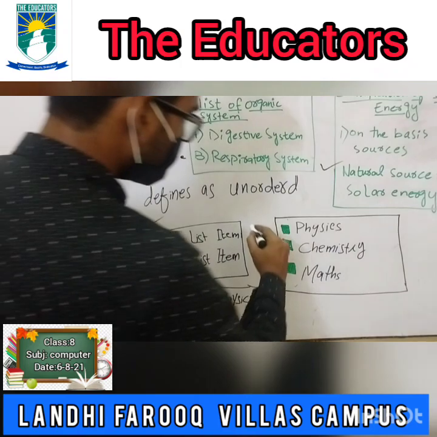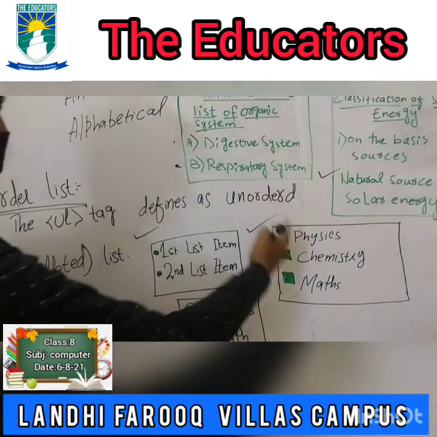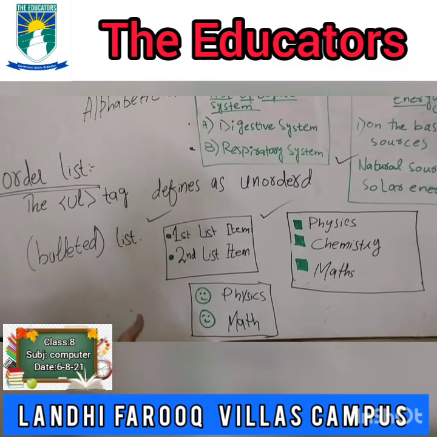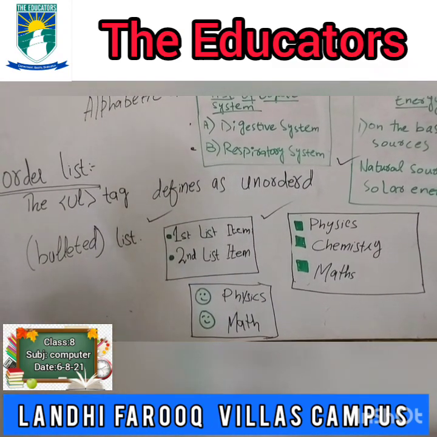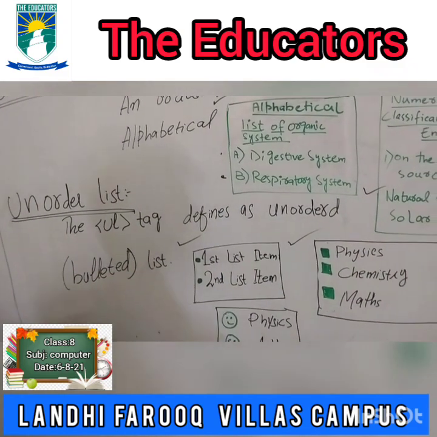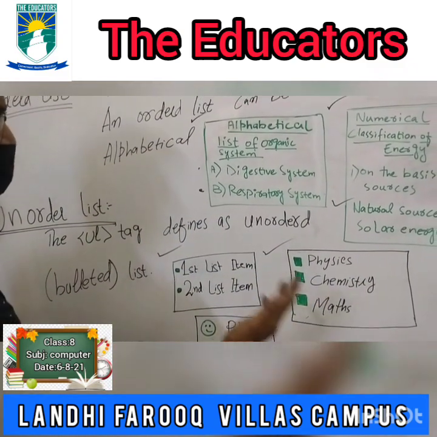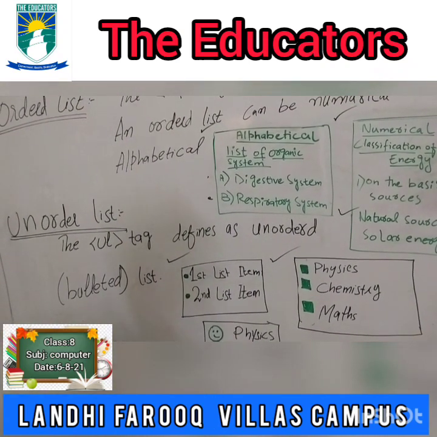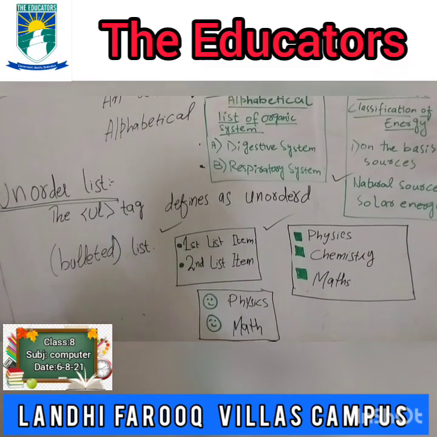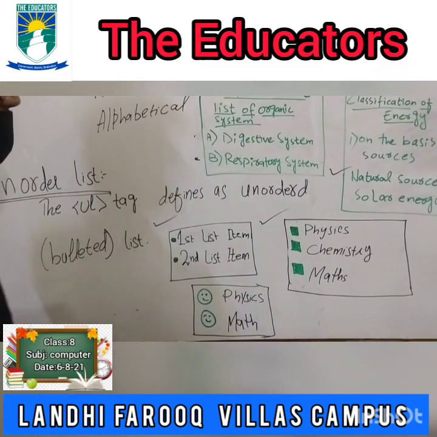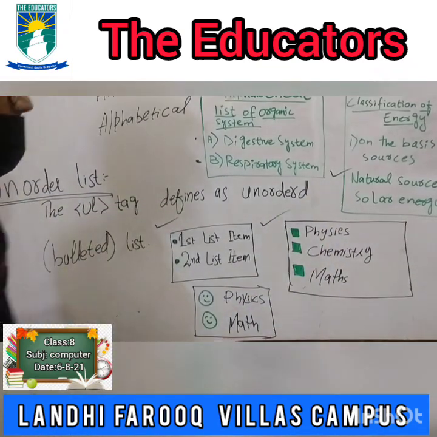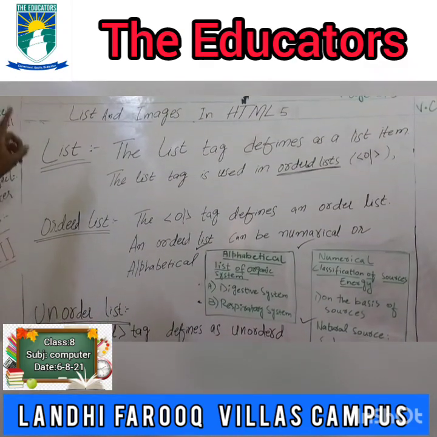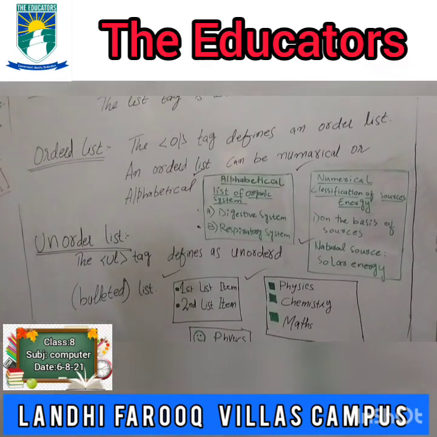The second example is physics, chemistry, and mathematics, and the last example is a smiley face, math, and physics. Basically, the unordered list is not connected with names and not connected with numbers. It is so simple. We connect it by our preference, with a circle, a smiley face, and other things. So in our class, we are clear on three topics: list, ordered list, and unordered list.